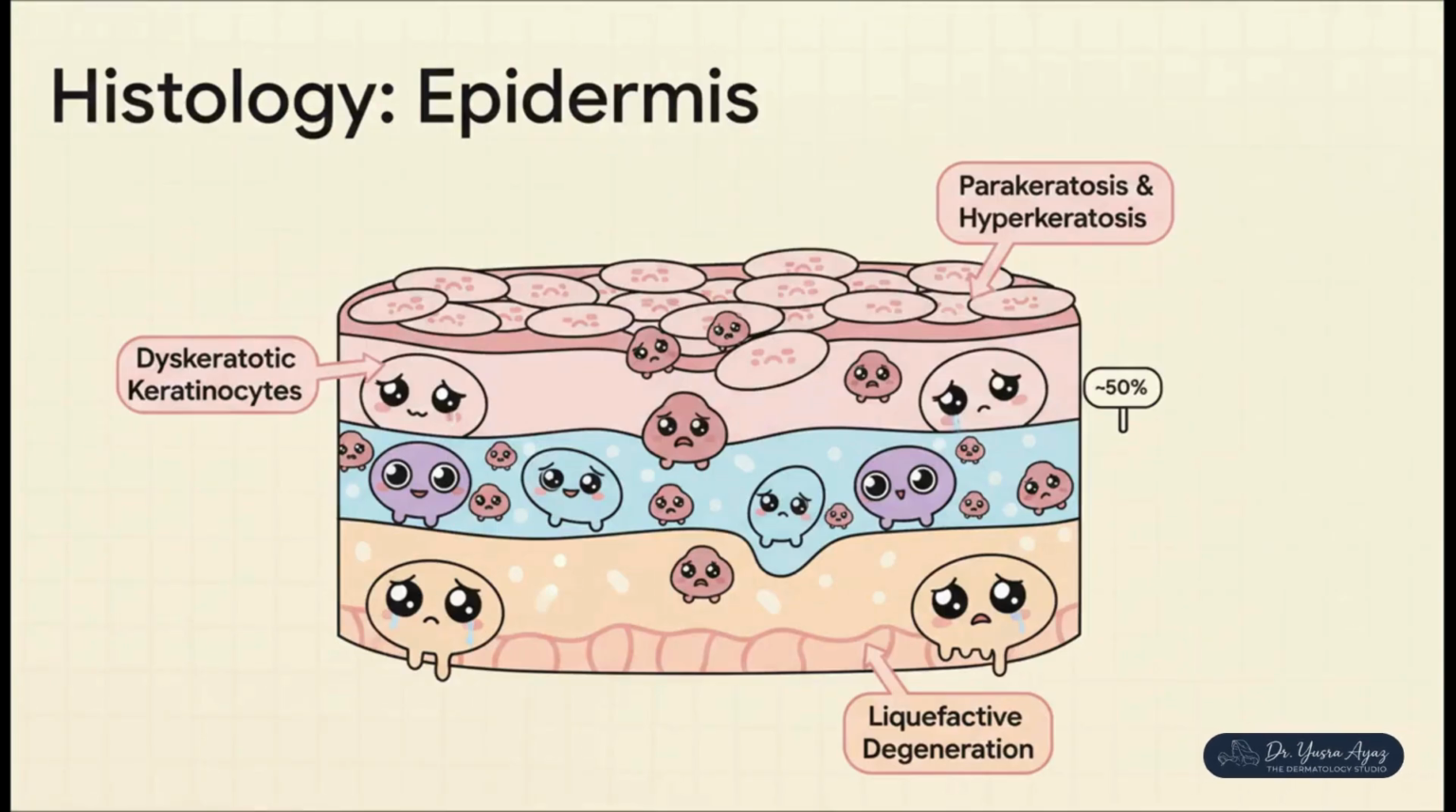Now, if we were to take a tiny piece of that skin for a biopsy and look at it under a microscope, the story becomes even clearer. In the epidermis, that's the top layer of skin, we see a few key things. Hyperkeratosis and parakeratosis are just fancy words for the outer layer of skin getting thick and not shedding right. We also find these dyskeratotic keratinocytes, which are basically skin cells that have hardened up and died off too early. And finally, you see damage right at the bottom layer, a kind of liquefactive degeneration, right where the top layer of skin meets the one below it.